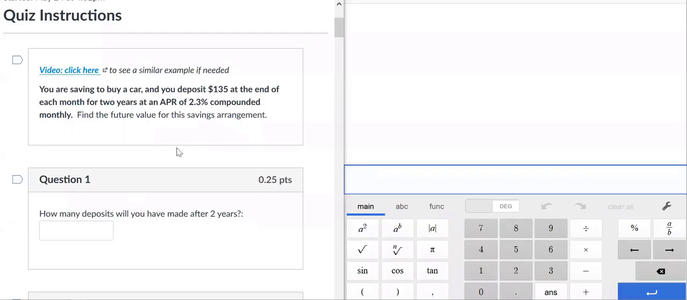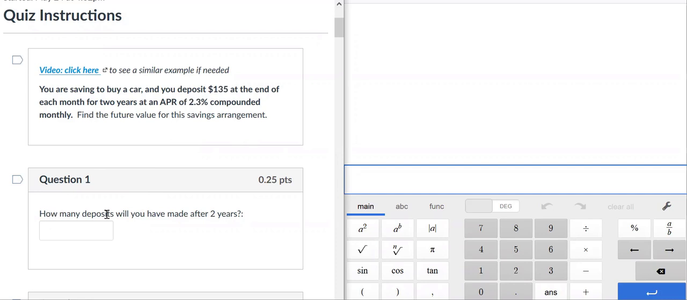All right. So here's our question. Saving to buy a car, you deposit this amount of money at the end of each month for 2 years in an account that pays a low interest rate, but it's this amount compounded monthly. So find the future value for the savings arrangement. In other words, after 2 years, how much is in the account?